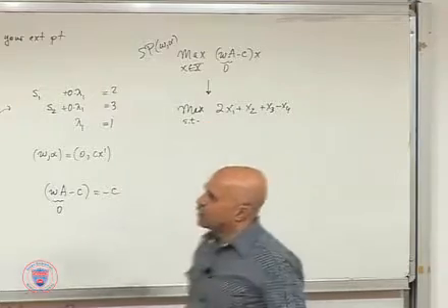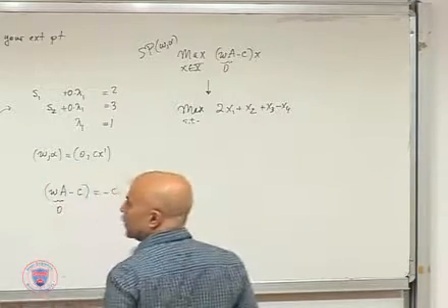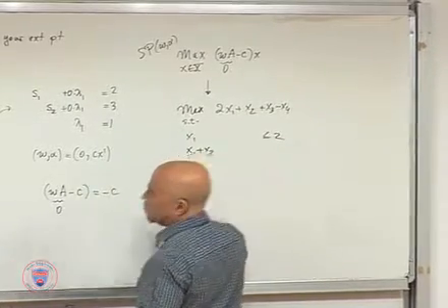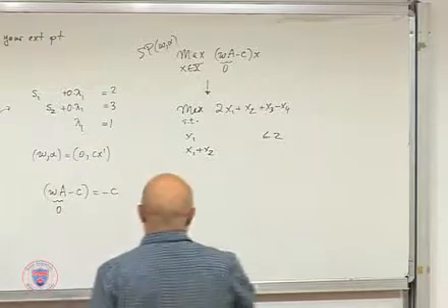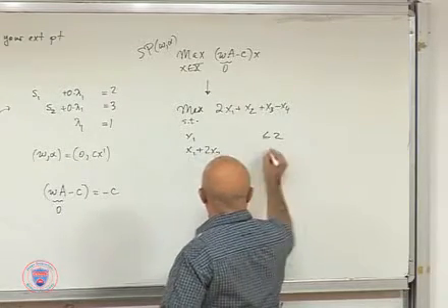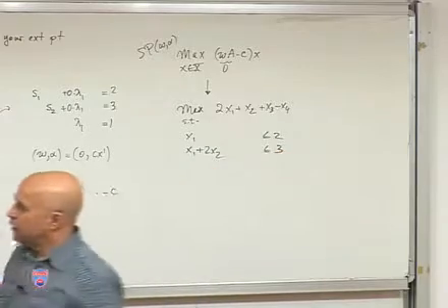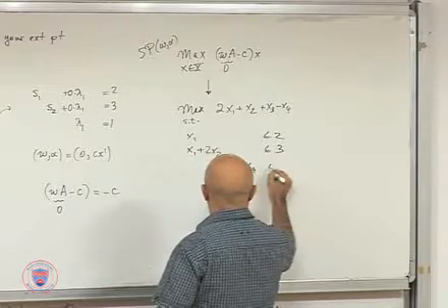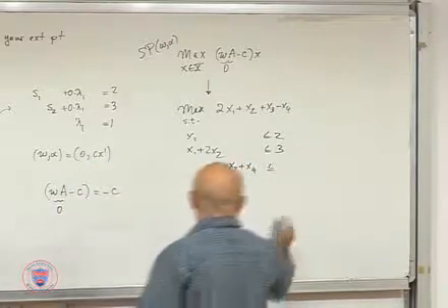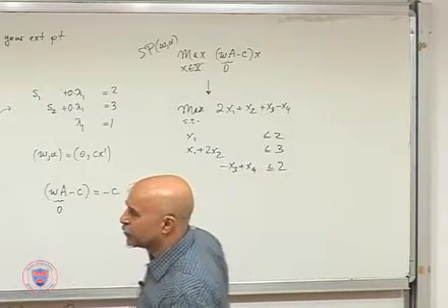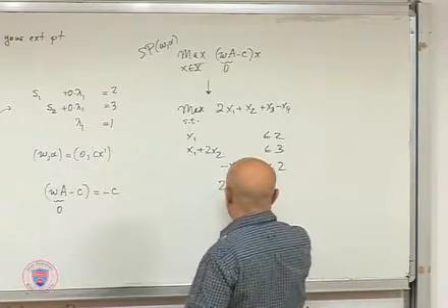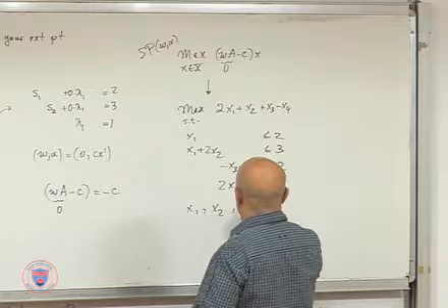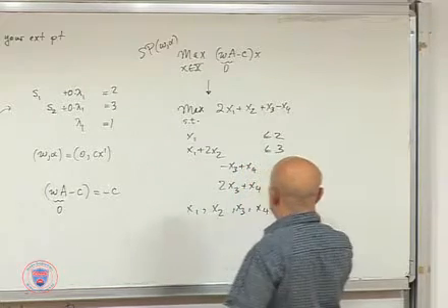Subject to x1 less than or equal to 2, x1 plus 2x2 less than or equal to 3, and then minus x3 plus x4 less than or equal to 2. And what is the last one? 2x3 plus x4 less than or equal to 6. With x1, x2, x3, x4 non-negative.